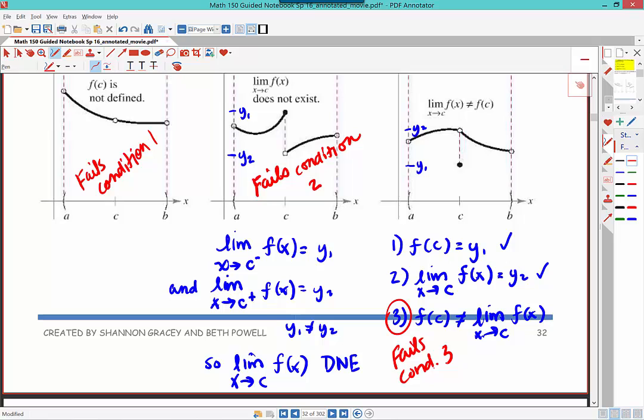So failing any one of those conditions makes existence blah. If you fail one of the conditions, then the function is not continuous at the input value of interest. All righty? Here we go.